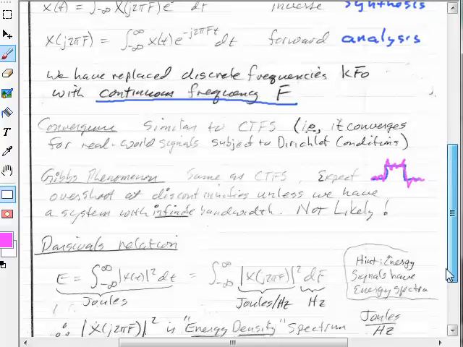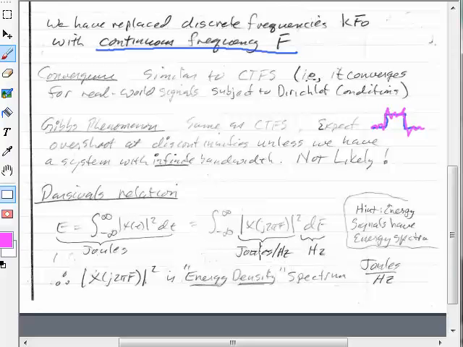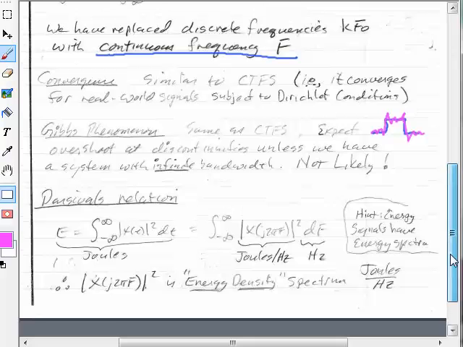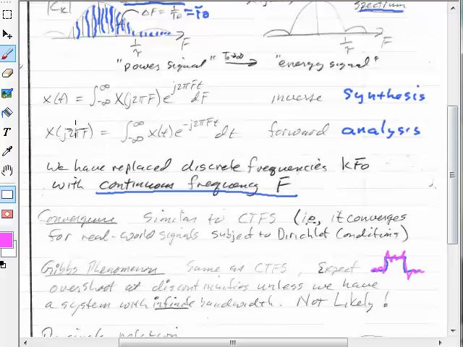All right, Parseval's relation. Parseval says that if you add up all the energy in the signal, x of t is the signal, square it is the power, integrated over time, power times time is energy. So this is the total energy in the signal in joules. Parseval says that joules in the time domain have to be the same as joules in the frequency domain. After all, this transform is entirely reversible. If you have x of t, you can get x of f. If you have x of f, you can get x of t.